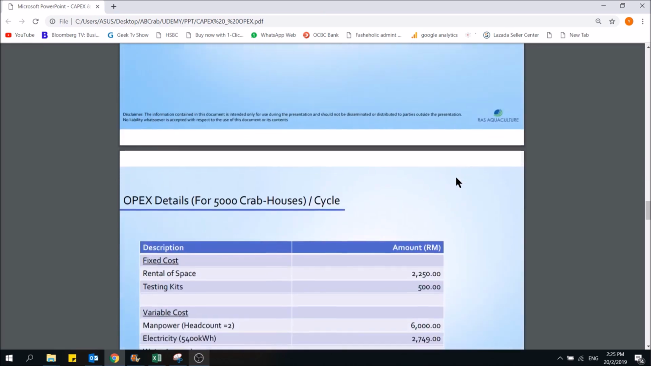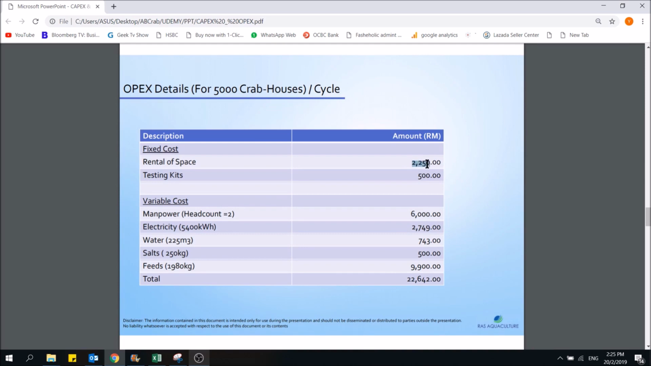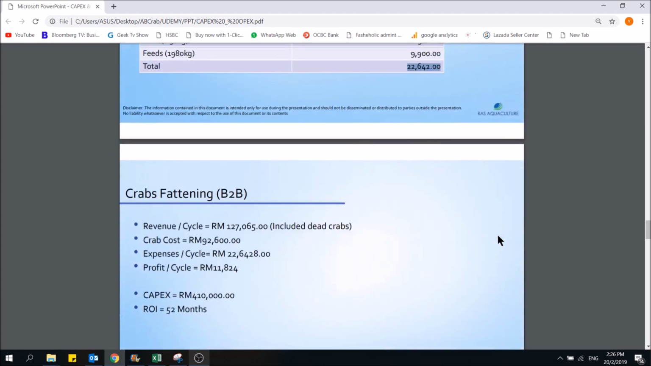What you can see generally now is that the rental will multiply by 5 times, testing kits will multiply by 5 times, and for manpower, as we mentioned earlier, one person can take up to 2,500, so two people can effectively take up to 5,000 boxes. Essentially you are spreading out your manpower costs across 5,000 units. Electricity will multiply by 5, water will multiply by 5, salt as well, and feed. So it brings us to a total of 22,000 for operating costs.